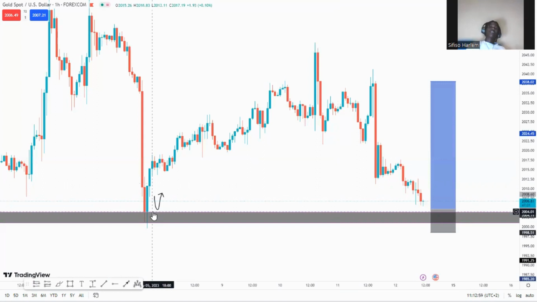Same thing if price is trading below. You need to wait for your what? For your rejections. You need to wait for your rejections and your bear candlesticks breaking below the very same previous candlestick, confirming that price is looking to be bearish or to be bullish, depending on where price is trading at that time.